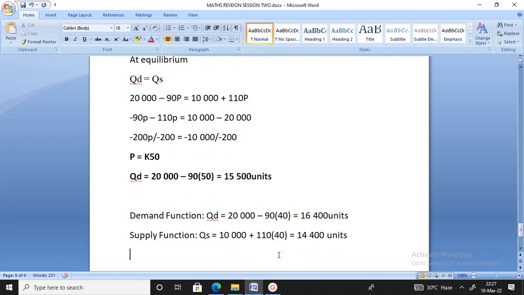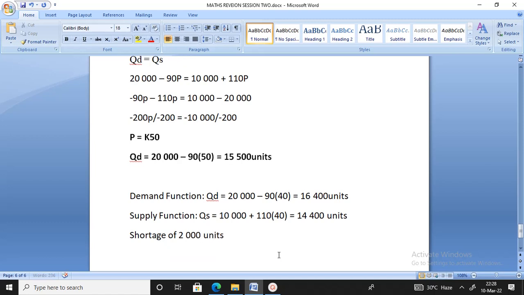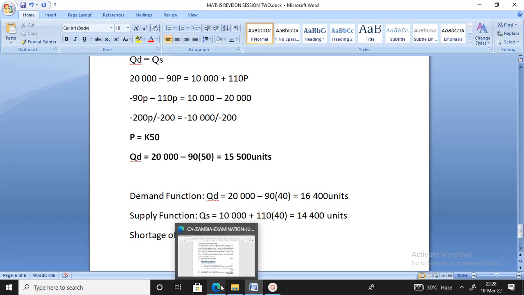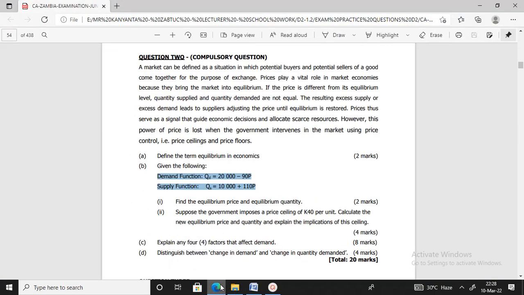So what will be the impact of this? The impact is that demand is higher, supply is lower, so we have a shortage. But it's a shortage of how much? It's the difference between quantity demanded and quantity supplied, and that's about 2,000 units. A shortage of 2,000 units. That will be the result when government intervenes with that price set.